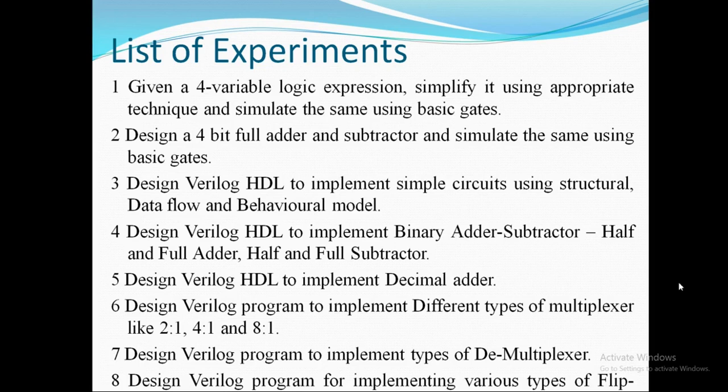The fourth one is design a Verilog HDL to implement binary adder subtractor, half and full adder and also half and full subtractor. The fifth experiment is design a Verilog HDL to implement decimal adder. The sixth one is design a Verilog program to implement different types of multiplexers like 2:1 multiplexer, 4:1 multiplexer and 8:1 multiplexer. The seventh one is design a Verilog program to implement type of demultiplexer.